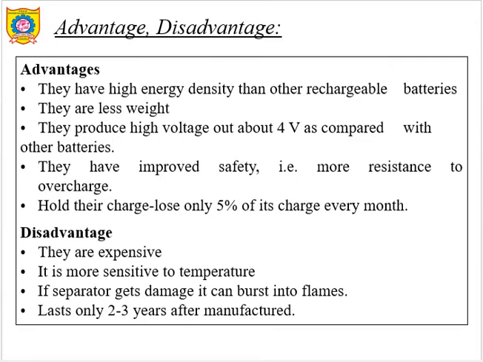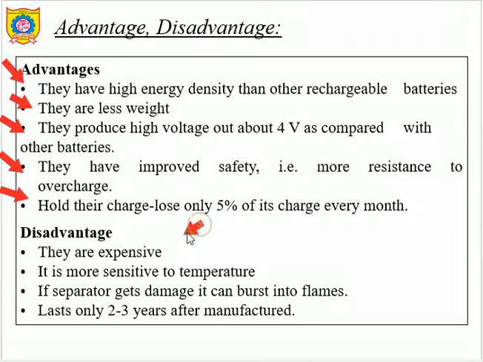Now let us see the advantages and disadvantages of the lithium ion battery. The advantages are, first, they have higher energy density than other rechargeable batteries and are less in weight. They produce a high voltage of about 4 volts compared with other batteries, they have improved safety, more resistance to overcharging, and lose only 5% of their charge every month. So the loss of charge is also very minimal.